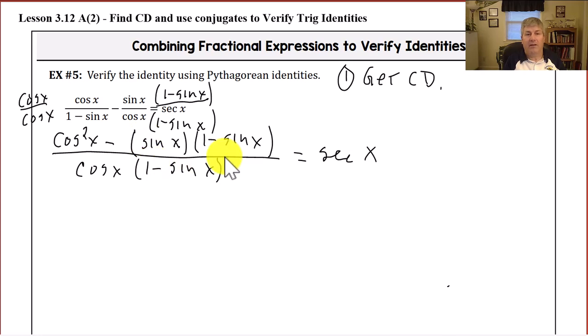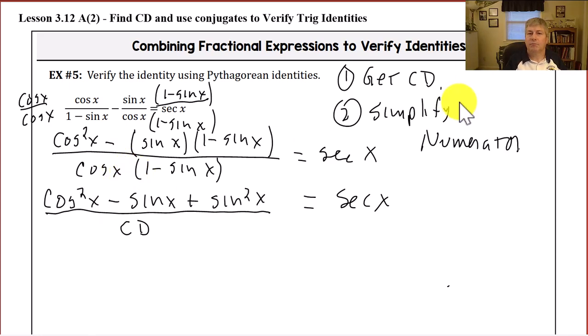Now don't go canceling things here. You're going to end up canceling your common denominator that you just created. What we need to do is simplify our numerator and then see what we can get to cancel. So I distributed sine x here, and so I get cosine squared x minus sine x plus sine squared x all over our common denominator. Well, this cosine squared x plus sine squared x, that's our Pythagorean identity. These two guys combine to equal 1.